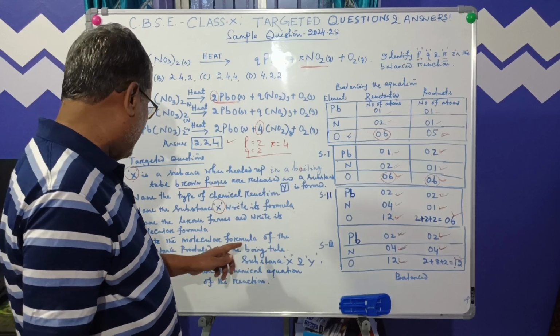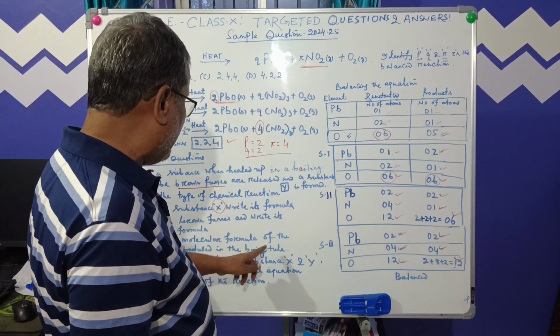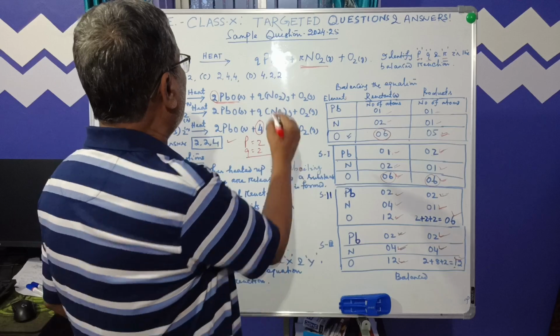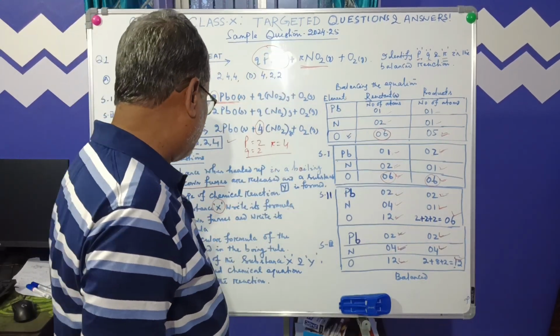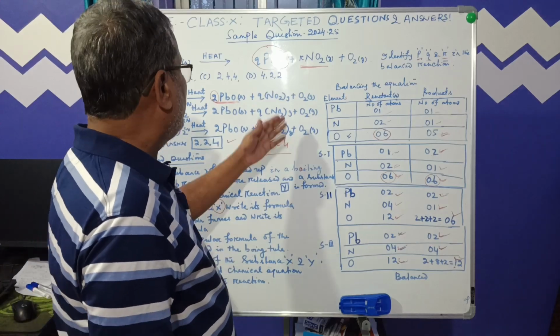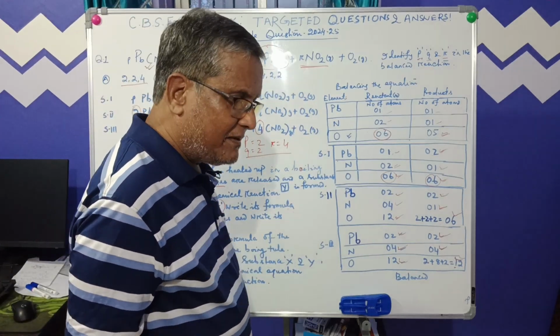Write the molecular formula of the substance produced in the boiling tube. In the boiling tube, what is produced? That is lead oxide. So you can simply write lead oxide.